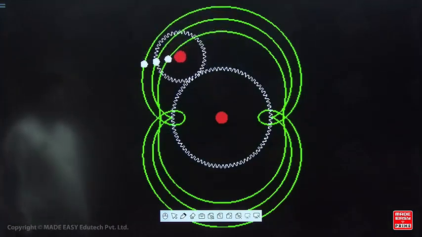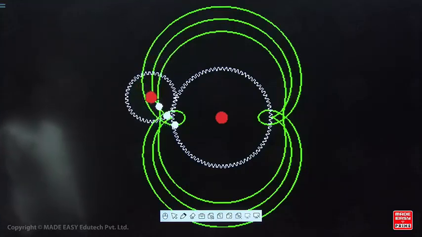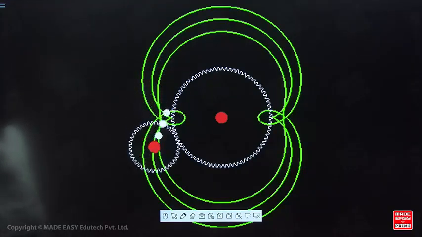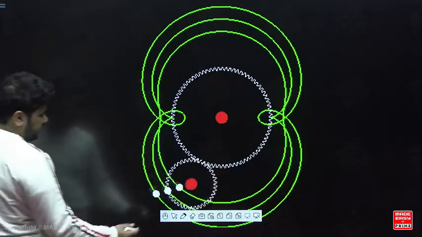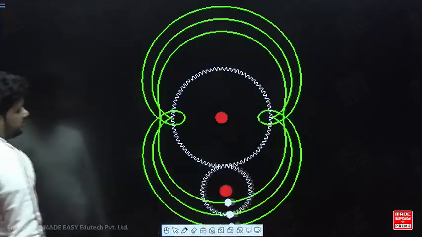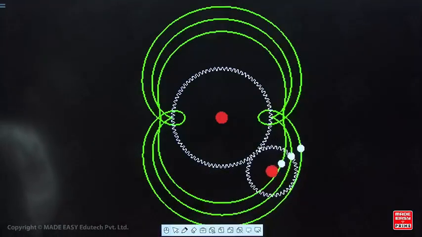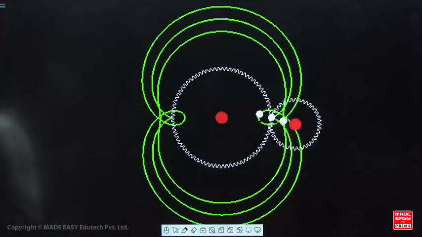See here, this is the curve that we have got. So you can see that in this particular example, a circle is rolling outside the generating circle.